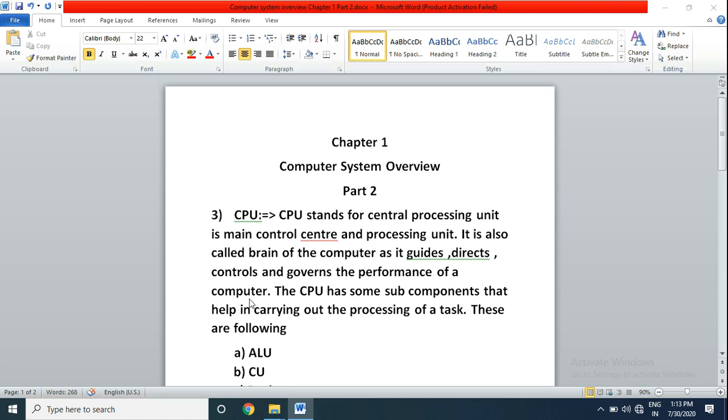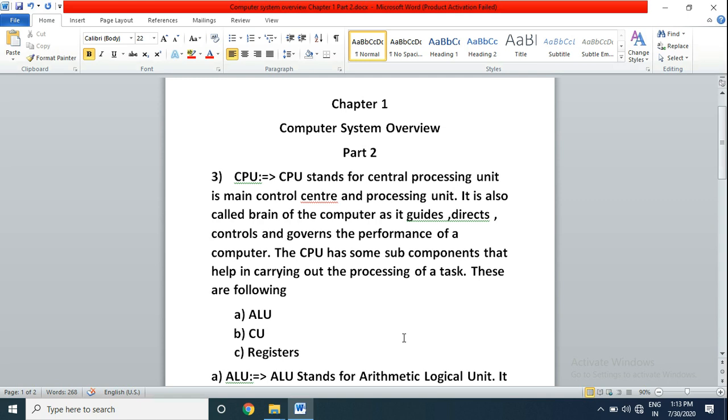So in a short way we can say the CPU is the main body or main part of our system, which is also called the brain of a computer. It performs all the activity by which the computer runs smoothly with the help of the CPU. The CPU has some sub-components that help in carrying out the processing of a task. The CPU is divided into three parts: ALU, CU and registers.